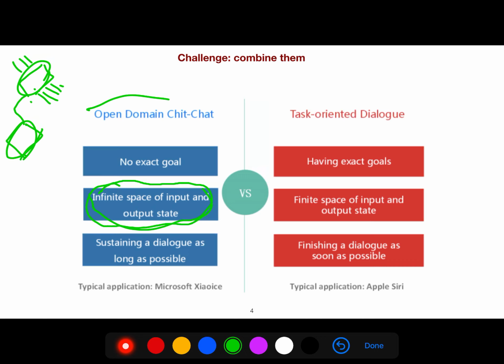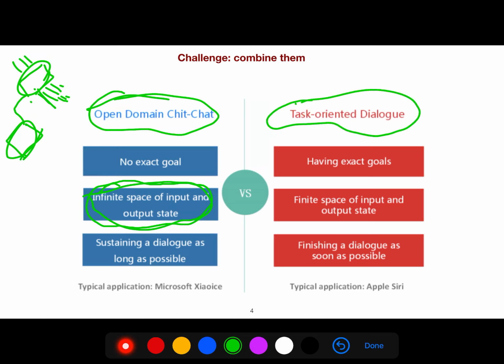Because it is an infinite space of inputs and outputs, in word generation, in language modeling, we don't know how to reduce this space. This is this big space. So that's why this is a big problem in open domain. But in task-oriented, the problem is still really hard, but the number of trajectories that could be generated in task-oriented dialogue is less in comparison to open domain.